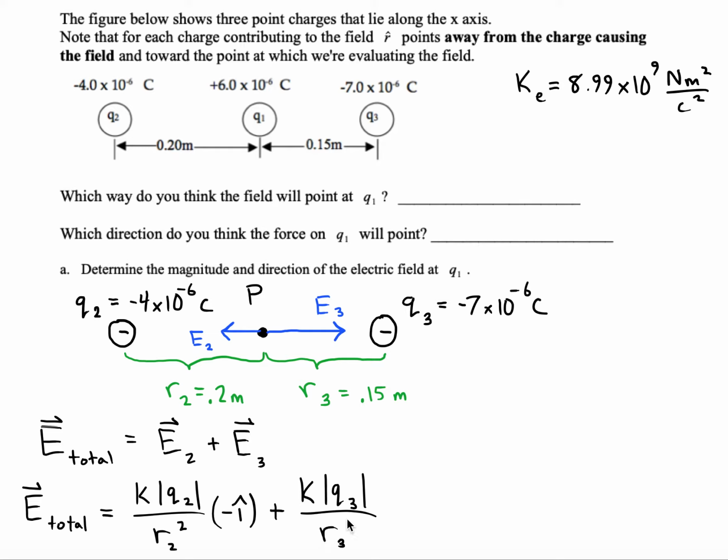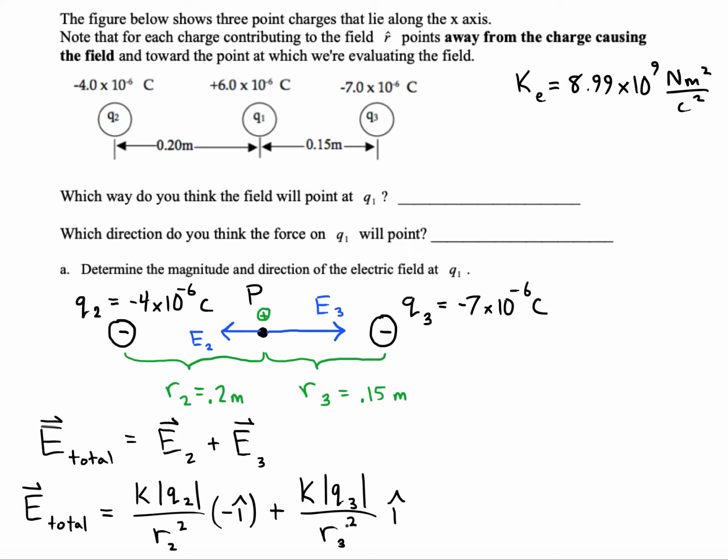KQ3 over R3 squared. I look at the picture, I see that the field contribution should be to the right. So we make this one a positive i hat. Now, how did I know that E3 pulls to the right? Because you have to imagine what a positive test charge would do if it was located here. Positives are attracted to negatives, and that's why the field pulls to the right, and our Q2 would pull to the left.